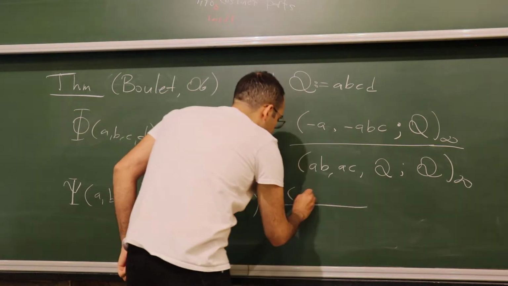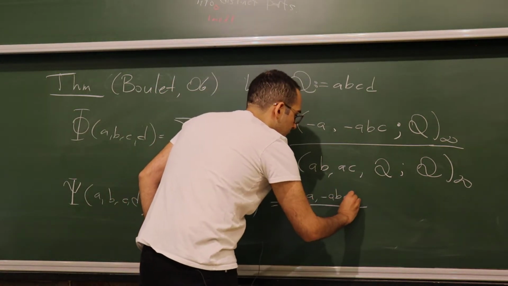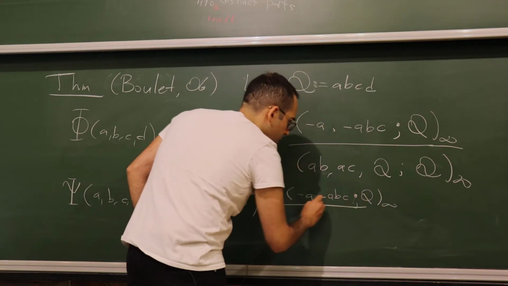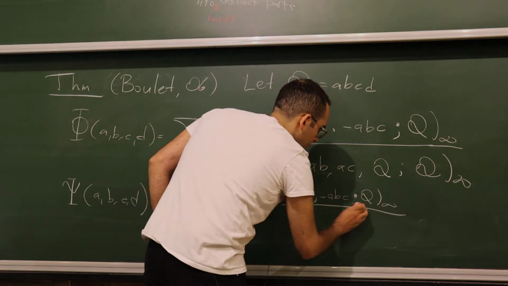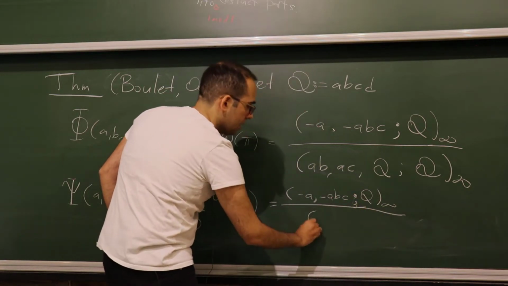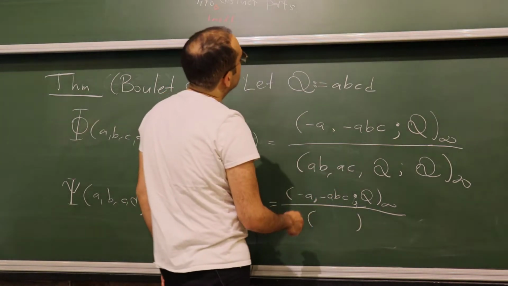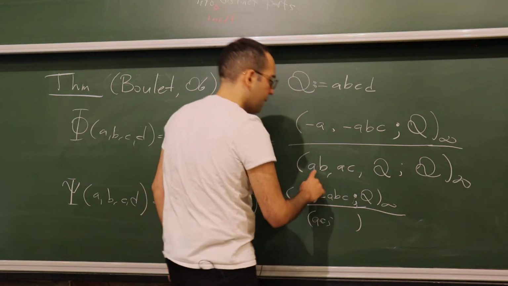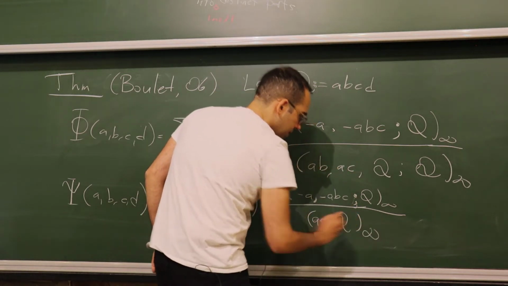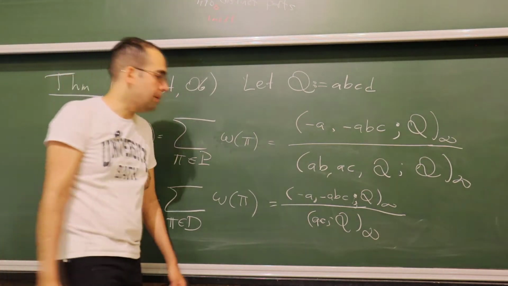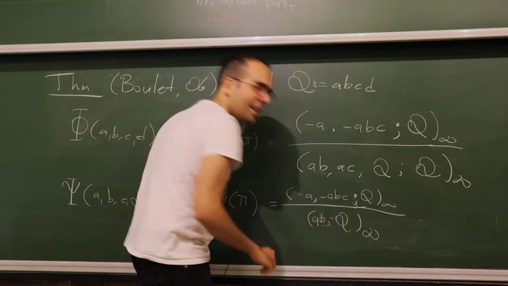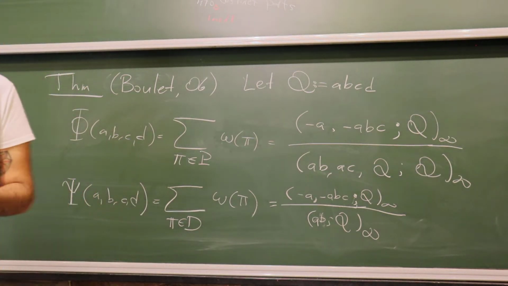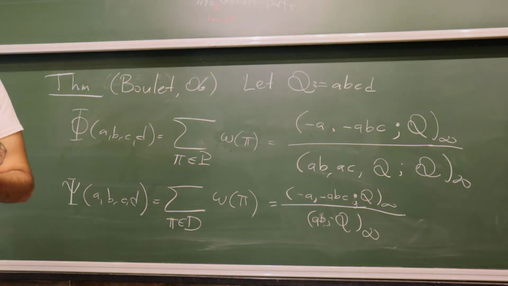The top part is the same, minus A, B, C, base Q, sub infinity. So this is a semicolon, that is a comma. So I have two products here actually. And on the bottom, I only have one product, and that is AC. I always need to think if it's AB or AC. I know it's one of them, but it's AC. No, I'm wrong. It is AB. I usually get it right. This time when I'm bragging, it is wrong, but it's AB. Yeah.